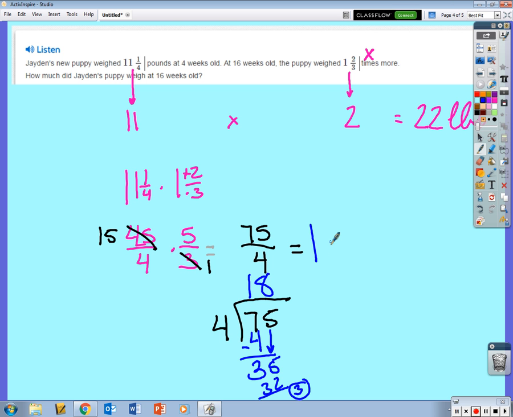4 goes into 75, 18 full times. What do I have left over? 3, because it doesn't go in evenly, so I have to have a numerator, that part. And how many wholes do I have? I have 4 wholes. So this dog weighs 18 3/4 pounds, and it's at 16 weeks old.